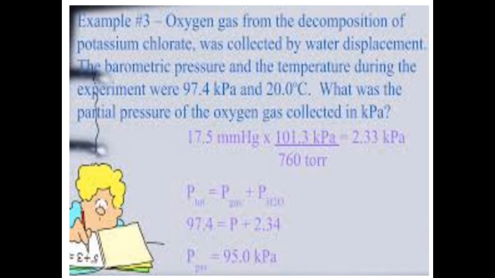So if you make the partial pressure the subject, you have that your partial pressure of oxygen gas is 95.0. We have two gases here, CO2 and oxygen. So if you make that of oxygen the subject, you have 95.0 kilopascal. Are you with me?